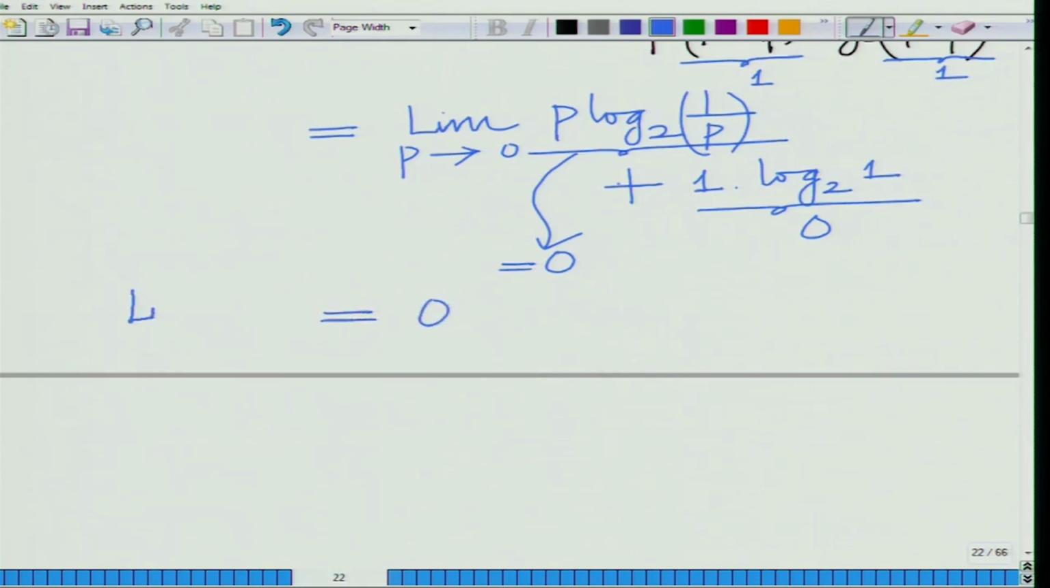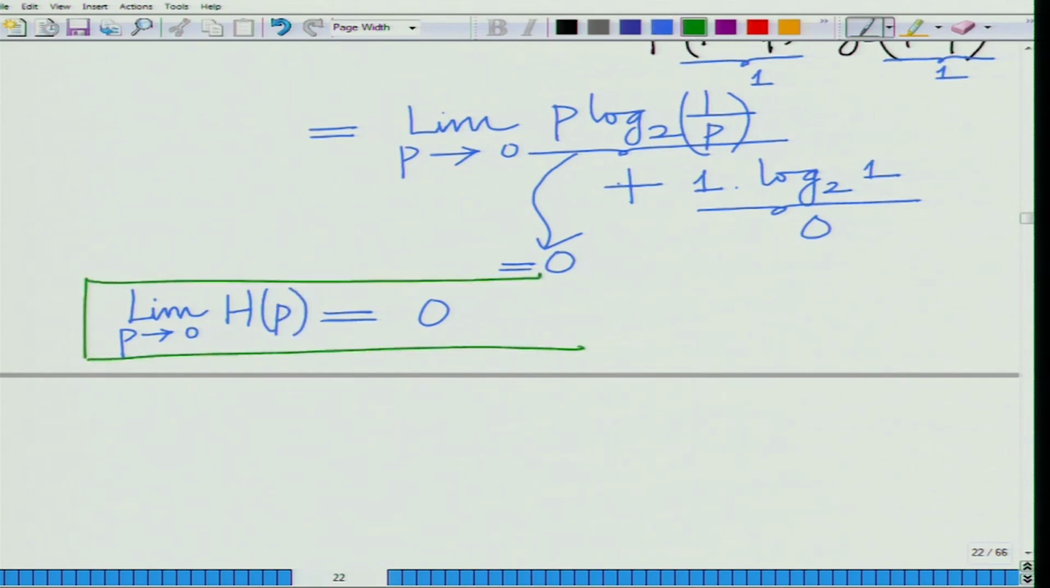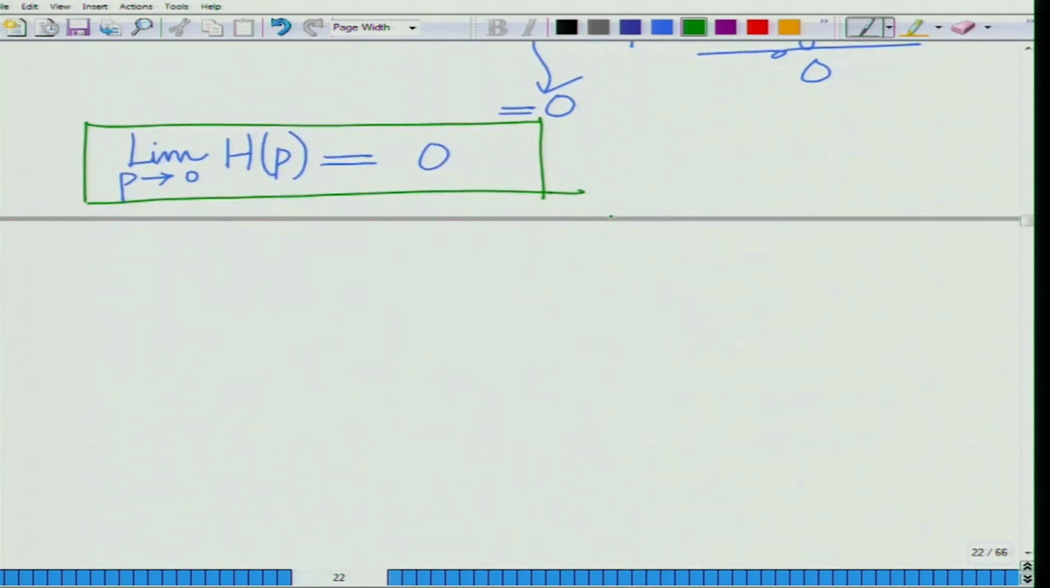So the limit as p tends to 0 of h of p is 0, we know. So at p equal to 0, as p tends to 0, h of p tends to 0, correct.